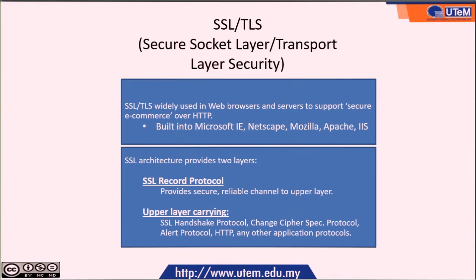All these threats can be avoided if we provide SSL or TLS, which is Secure Socket Layer or Transport Layer Security. SSL or TLS is widely used in web browsers and servers to support secure e-commerce over HTTP. SSL architecture provides two layers. The first is the SSL record protocol, which provides a secure, reliable channel to the upper layer. The second is the upper layer, which carries the SSL handshake protocol, change cipher spec protocol, alert protocol, HTTP, and any other application protocols.